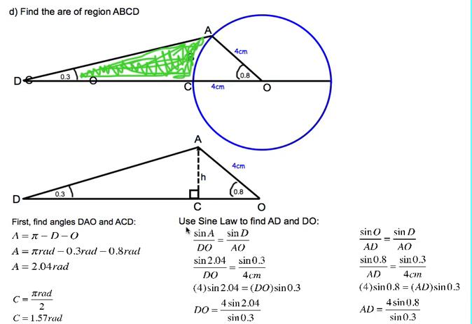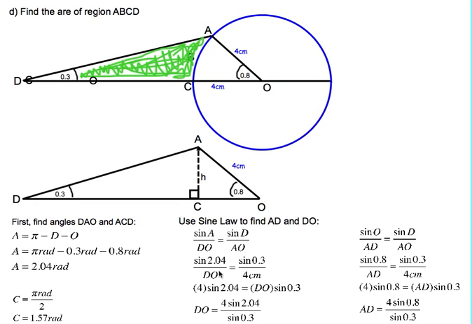So using the sine law, which is sine A over A equals sine B over B, we can find the length of AD and the length of DO. First, sine A over DO is equal to sine D over AO. We know what angle A is, we know what angle D is, and we know the length of AO because this is just the radius of the circle here. So we know that that's 4 centimeters.